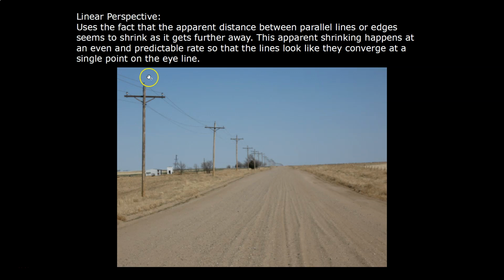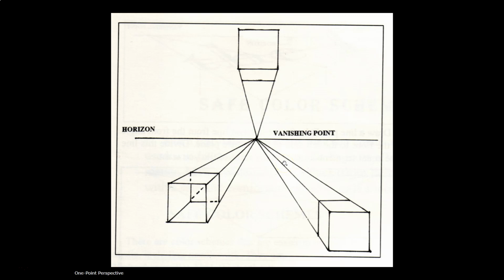Same with the telephone poles, right? The top and bottom of the telephone poles are pretty much all lined up on a horizontal line, and so each telephone pole seems to get smaller as it goes back, and also the distance between them seems to get smaller as it goes back. This apparent shrinking happens at an even and predictable rate, and that leads to all of the lines colliding at one point on the horizon line. So we should all know the horizon line is where the earth and the sky split, and all of those lines will shrink until they come to one point here. That's the basics of perspective.